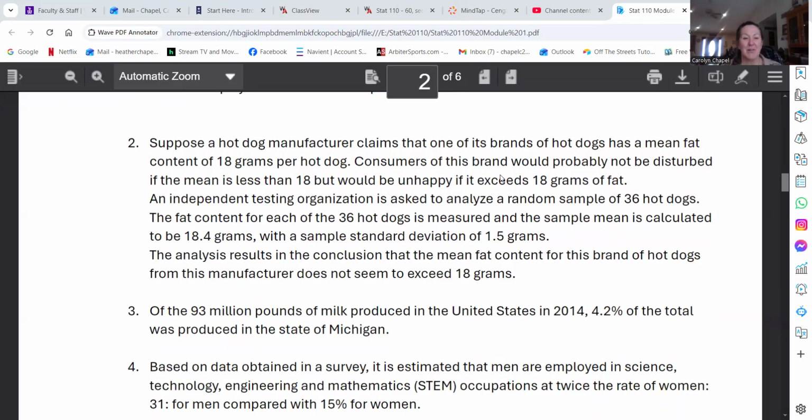This one's a little bit longer to read. Suppose a hot dog manufacturer claims that one of its brands of hot dogs has a mean fat content of 18 grams per hot dog. Consumers of this brand would probably not be disturbed if the mean was less than 18, but would be unhappy if it exceeds 18 grams of fat. An independent testing organization is asked to analyze a random sample of 36 hot dogs. The fat content for each of the 36 hot dogs is measured, and the sample mean is calculated to be 18.4 grams with a sample standard deviation of 1.5 grams.